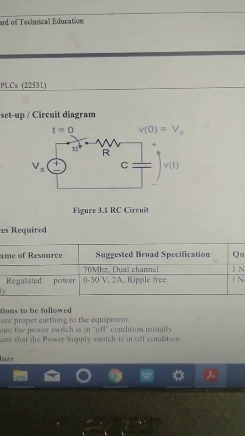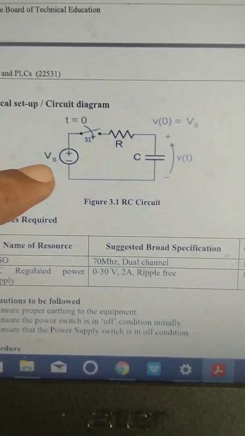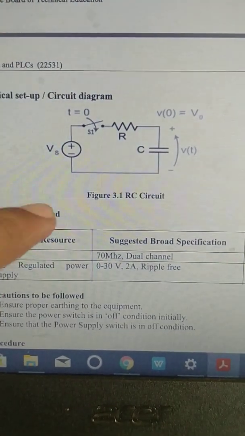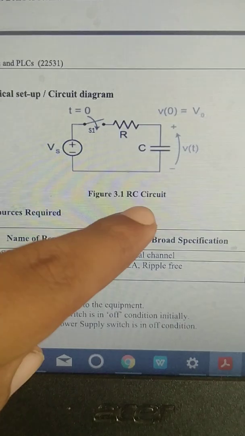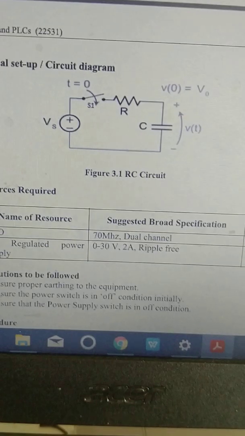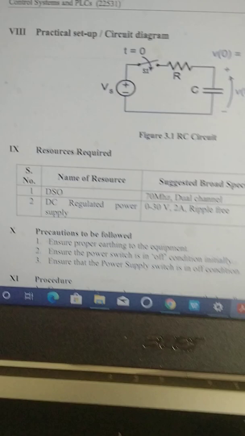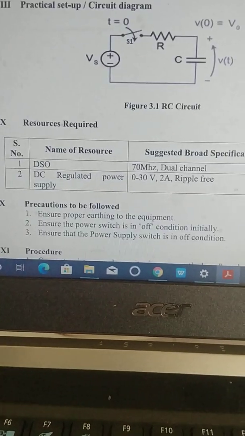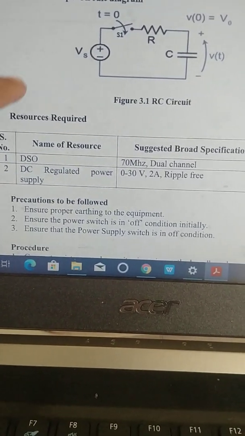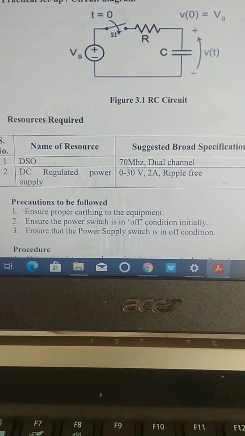In this circuit diagram, it consists of a voltage supply denoted by Vs, R resistor, C capacitor. It is a simple RC circuit. R stands for resistor, C stands for capacitor. For this particular experiment, we need the resources of DSO, digital storage oscilloscope, and a power supply, and by using these two resources we can perform this activity.